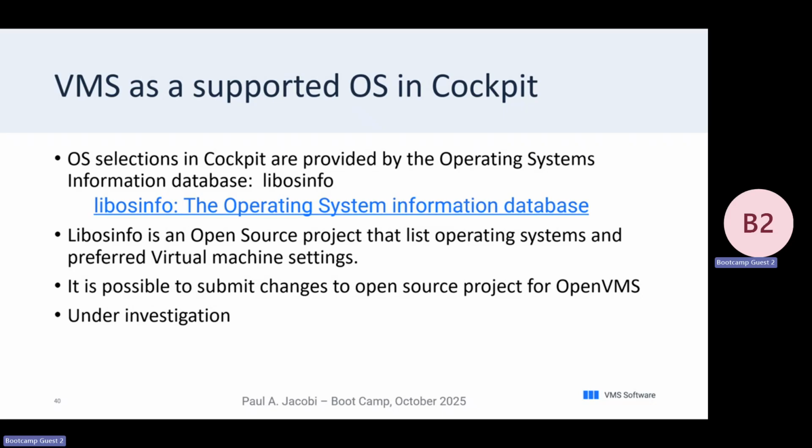So I had a quick look at the Cockpit sources, and Cockpit uses a separate open source project called libosinfo, which creates a database of operating systems with their preferred virtual machine parameters. Since it's an open source project, it would be possible to add a VMS type operating system to that list and define a set of preferred virtual machine settings for VMS. So it might be possible to do this at some point. This is under investigation, but make no promise whether this will ever get done. Or maybe we could even partner with somebody to do it.